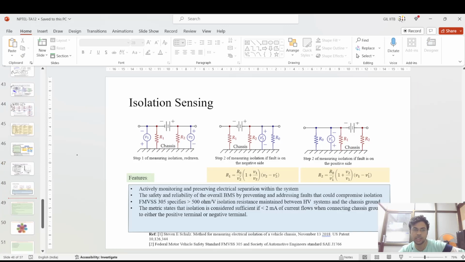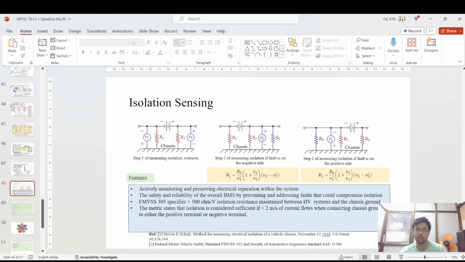Okay, this is the wave trap based method, and the last topic here is isolation sensing. Isolation sensing is that if you have a chassis, this is related to the batteries and EVs basically. If you have these batteries, you should not connect the chassis directly to the battery. So you need certain resistors, R1 and R2, and by that you can connect this chassis.